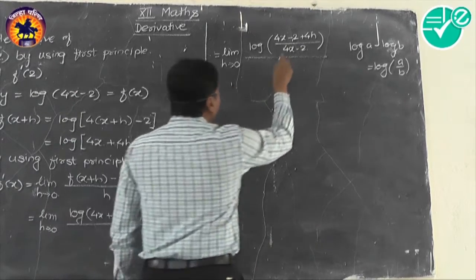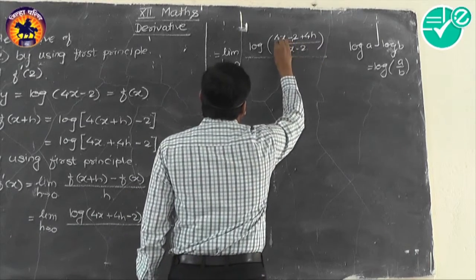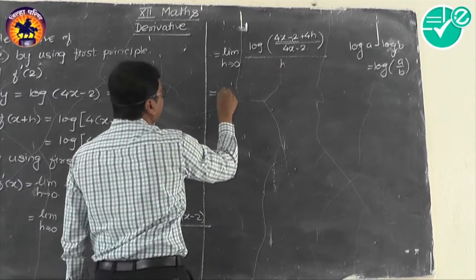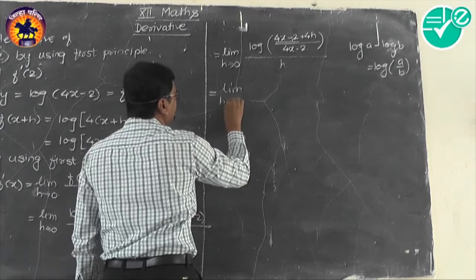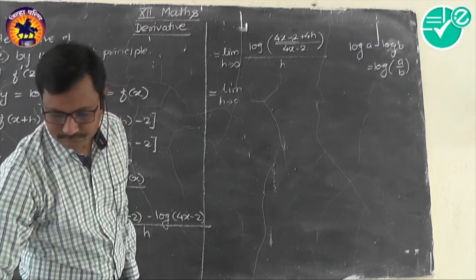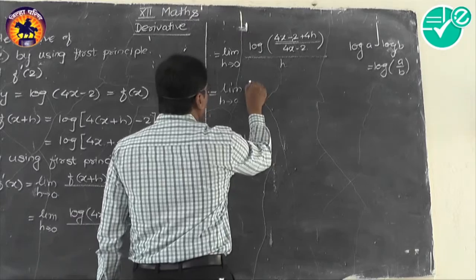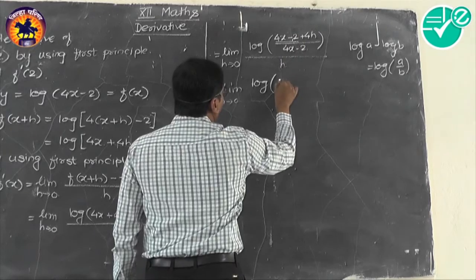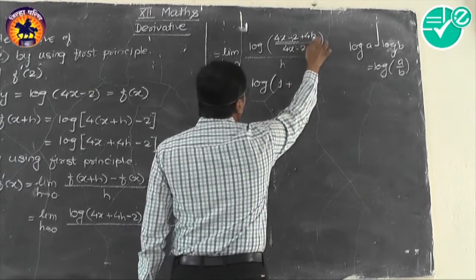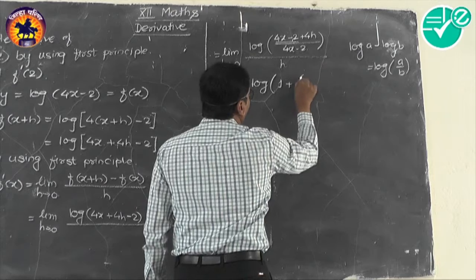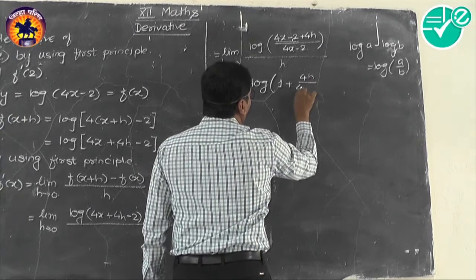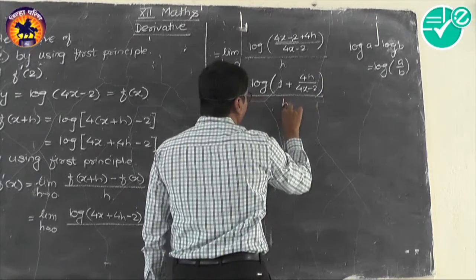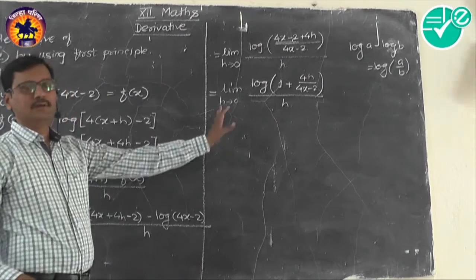Now divide 4x minus 2 by 4x minus 2 and 4h by 4x minus 2 separately. So this will be limit h tends to 0, log of 4x minus 2 upon 4x minus 2 will be 1, plus 4h upon 4x minus 2, upon h.